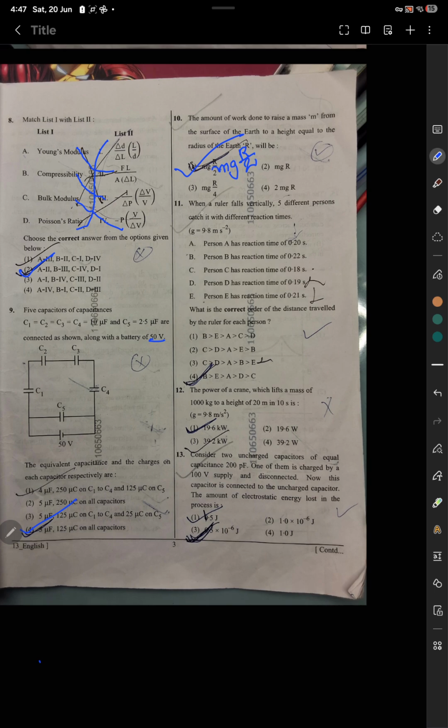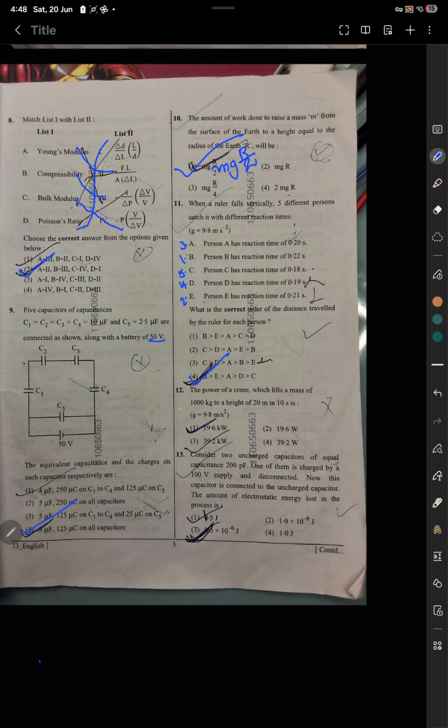Question number 11, when a ruler falls vertically, 5 different persons catch it with different reaction times. So here person A, person B, person C, person D, and person E. Option number B is correct. First it's B, and then it's E, and then A, then D, and then C.